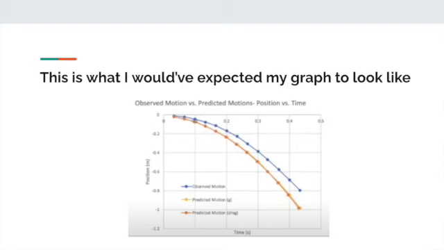This is the way I would have expected my graph to look if it was done correctly, with the observed in blue, the predicted in yellow, and the orange for predicted motion with drag. And so this is more closely accurate to what it would have looked like, but because of my misrepresentation of time, my graphs did not look the same.